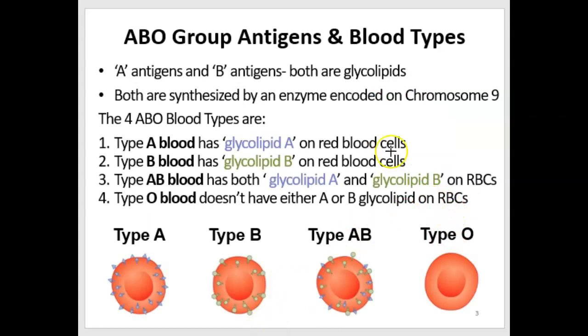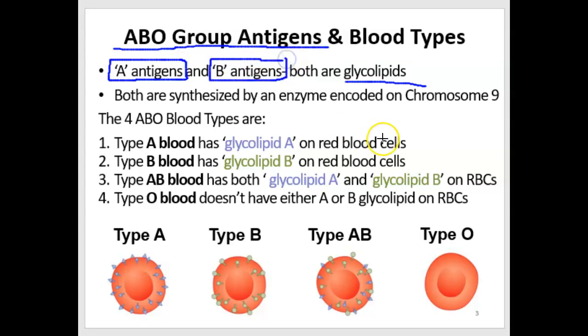So first, the ABO group. Let's talk about those antigens. These antigens are glycolipids, and there's 2 of them. A antigens, I don't know why they're called A, sorry, and B antigens. Both of them are synthesized by a certain enzyme that is encoded on chromosome 9. Not that you have to know that.